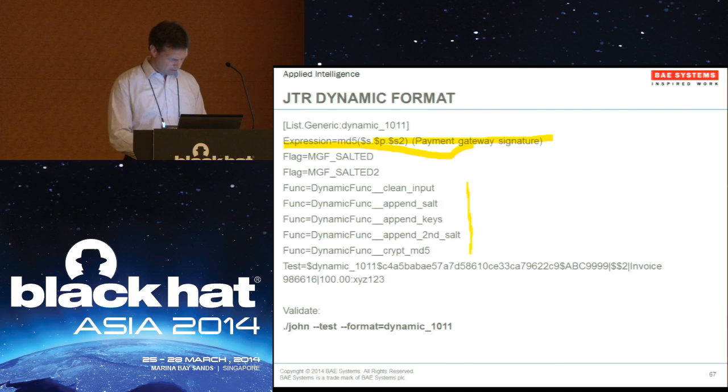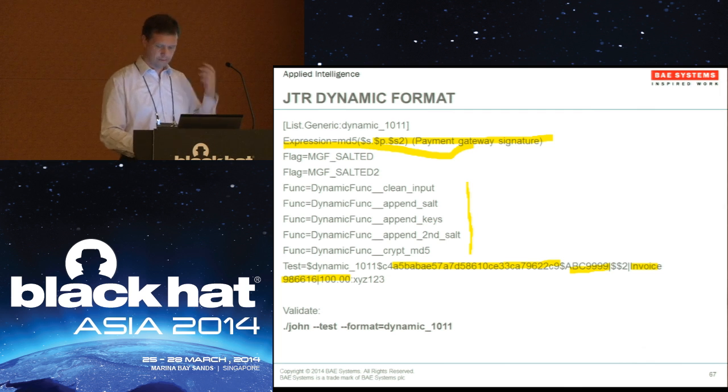And effectively, we include a test which contains this bit here, the end result hash. Here's the first salt, here's the second salt, all the way down there. And that's what the password would be. And then you can validate that using John --test format, the format that you've defined.